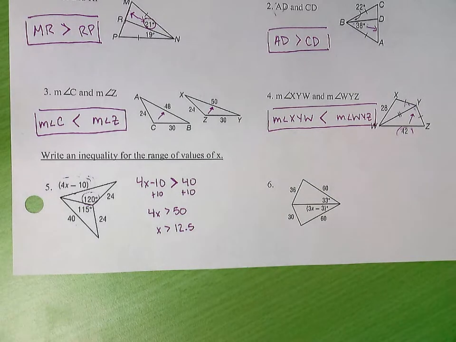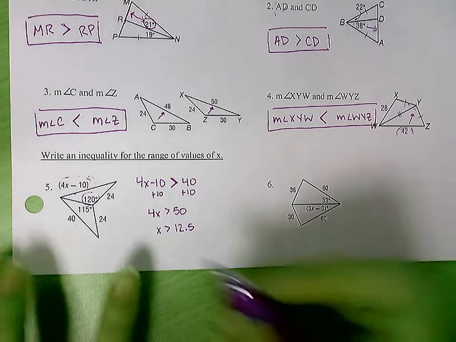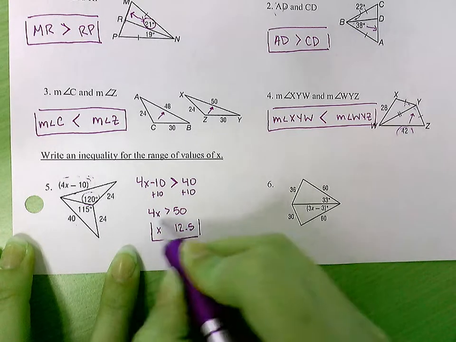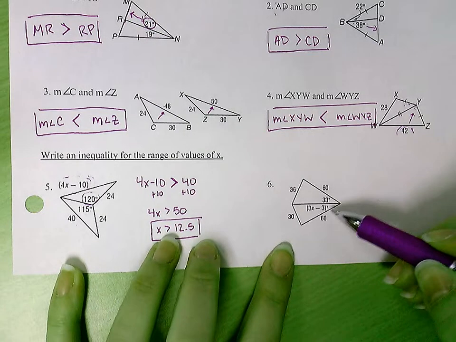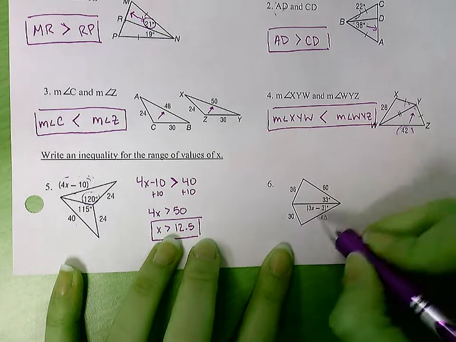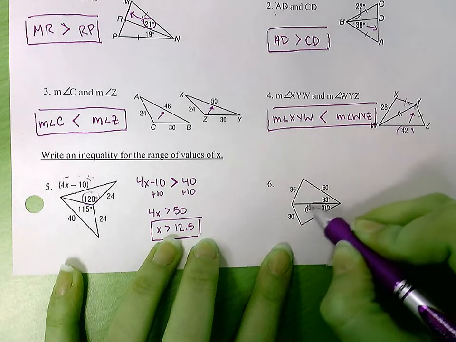Okay, so if you think about this on a number line, right? If I were to plot 12.5 on a number line and I said any value greater than, it could be anything above that. Okay? So that would be your range that x could be. Okay, next I want to look at number 6. So in number 6, if I'm looking for the equation with x, that's this angle here.